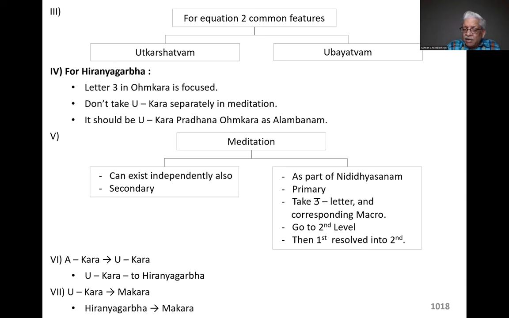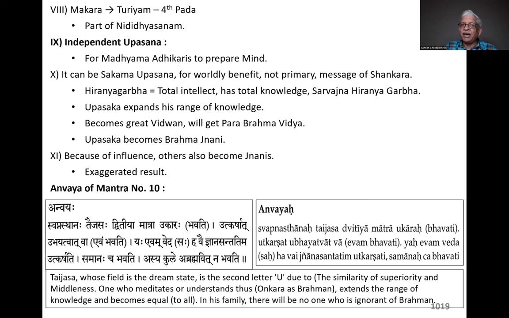So this Akara, Ukara, we can do independent meditation also, but the ultimate benefit is when you take all the three letters and meditate together in one meditation. It is possible. What Shankaracharya says is you can meditate on Akara and then come out of it. Then you can meditate on Ukara, come out of it. Meditate on Makara, come out of it. But then you don't get the full benefit of reaching Turiya. So if you can meditate on Akara, Ukara, Makara together, it ultimately gives you the final benefit of Omkara meditation.